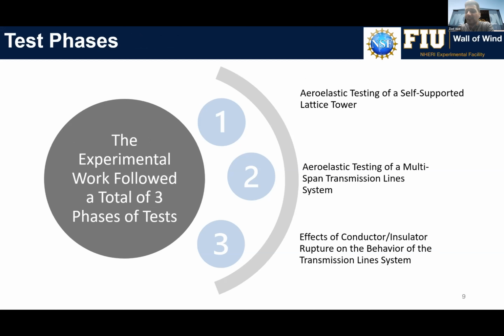So the experimental test phases were divided in three. The experimental work followed a total of 3 phases. The aeroelastic testing of a self-supported lattice tower, so one tower by itself. Then an aeroelastic testing of a multi-span transmission line system, which consists of 3 towers, 4 spans of conductors, and 2 end frames. And number 3, the effects of the conductor or insulator rupture on the behavior of the transmission line system.